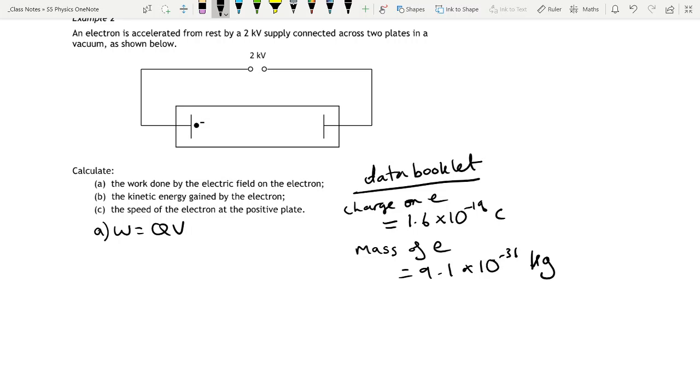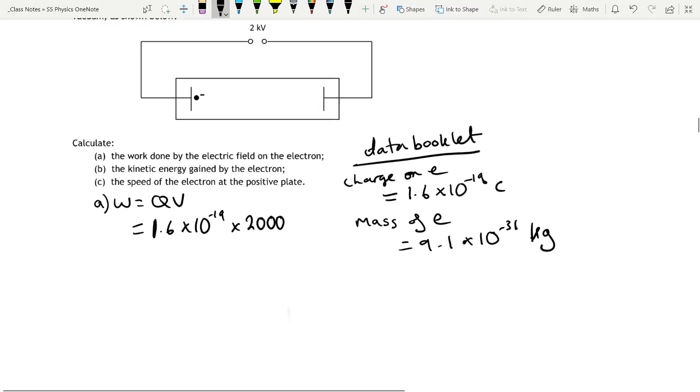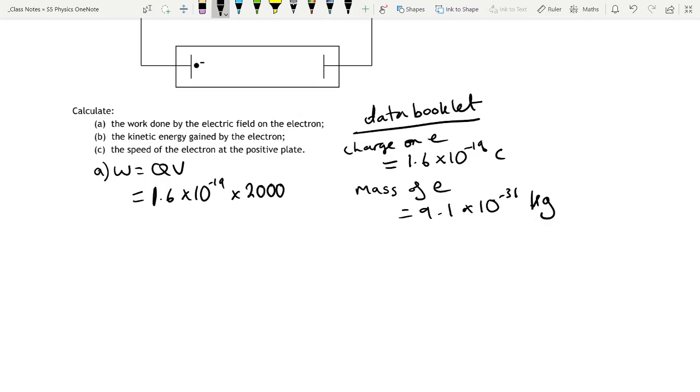So now we have found from the data sheet the charge on an electron, we know the voltage, we know the potential difference is 2 kilovolts, so we just need to times them together. So 1.6 times 10 to the minus 19 times by 2,000, or 2 times 10 to the 3 volts. And that comes to 3.2 times 10 to the minus 16 joules.